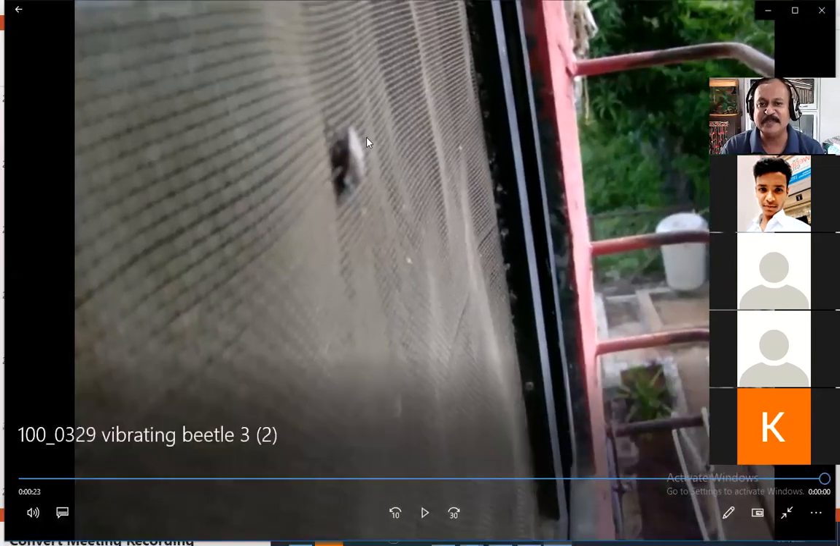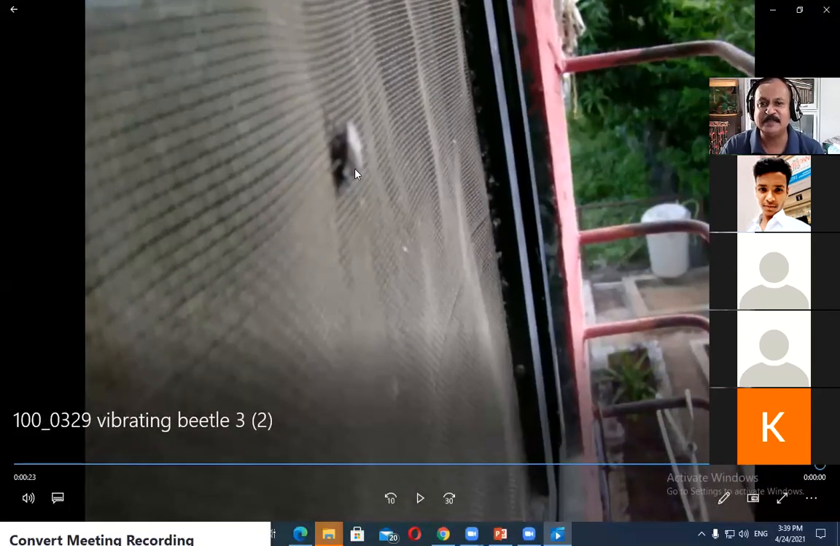On the window screen here, there is an insect. Can you see that insect? Yes, sir. Yes, sir. And what is it doing?